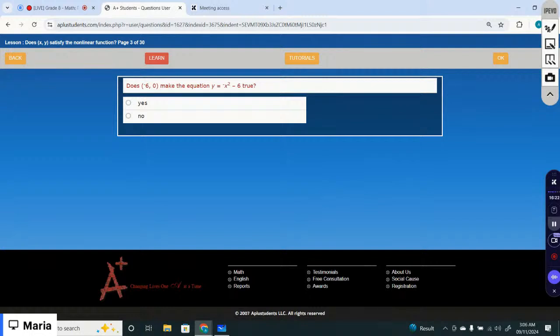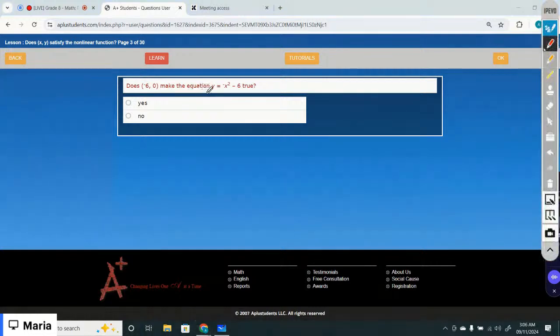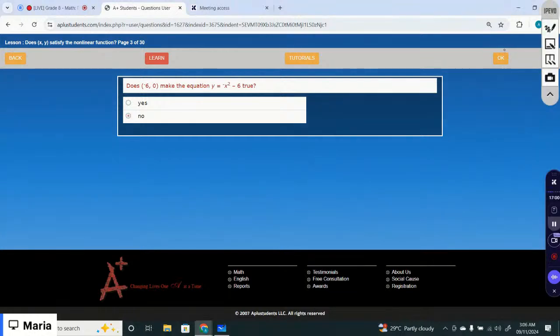Does -6, 0 make the equation y equals -x square minus 6 true? Let's just replace the variables with a value, right? Y is 0. X is -6. -6 square minus 6. So 0 is not equal to -36 minus 6, right? So the correct option is no. The ordered pair does not satisfy the equation, so the correct option is no. Option number 2 is the correct option.